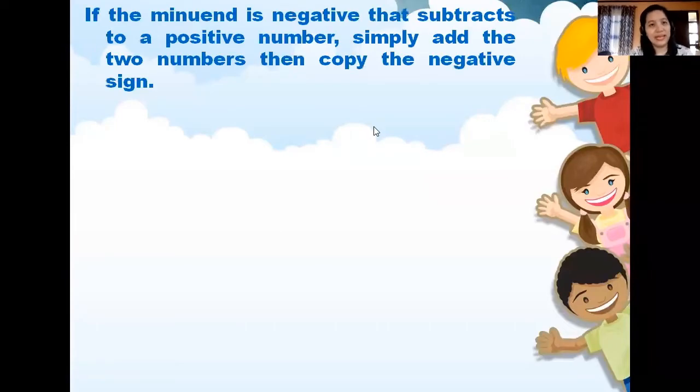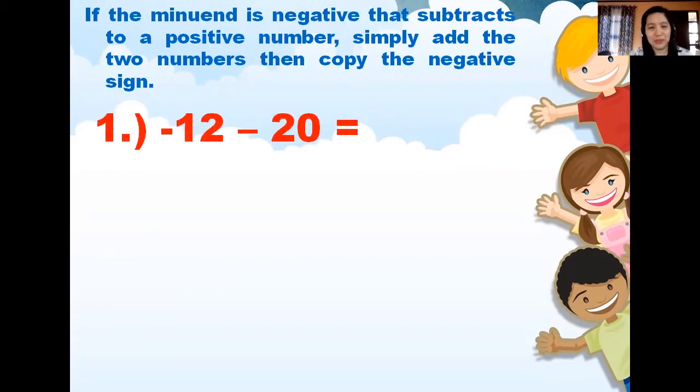What's the rule here? If the minuend is negative that subtracts to a positive number, simply add the two numbers, then copy the negative sign. For example, you have negative 12 minus 20. So you're subtracting this negative 12 to positive 20. What do? We add them. So that will be 32, and then you put negative 32.